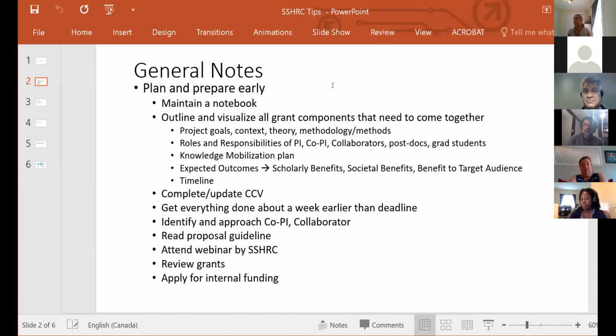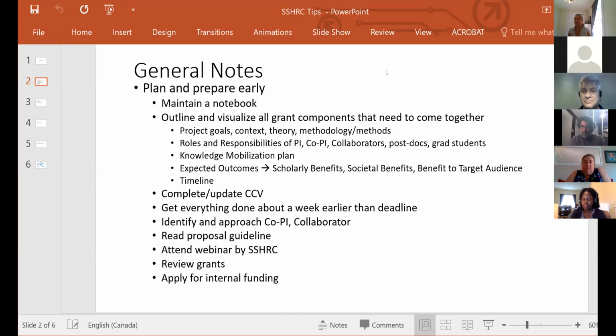Same thing goes with identifying potential postdocs. When you're thinking about graduate students, you also need to be thinking about what roles and responsibilities the graduate students would have in the proposal, and also how many graduate students, keeping in mind, of course, the budget that's available as well.